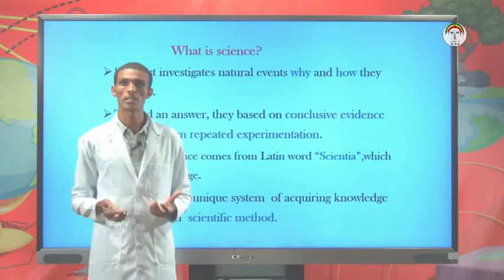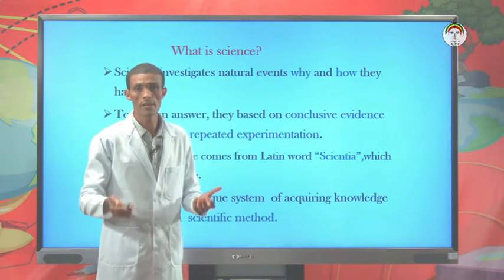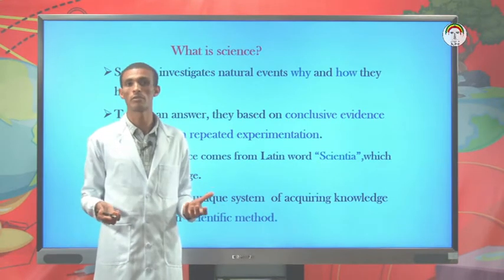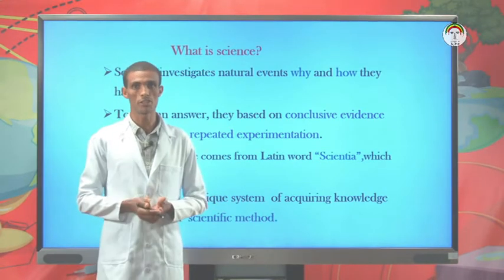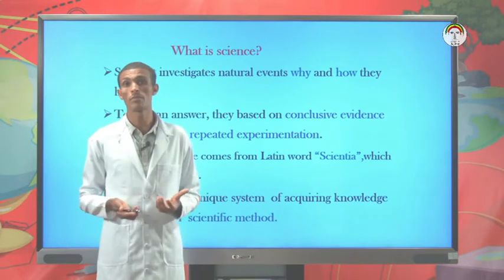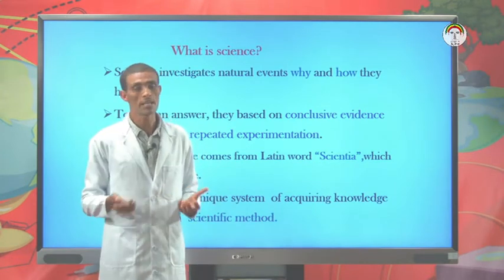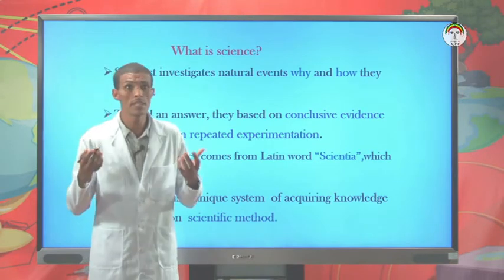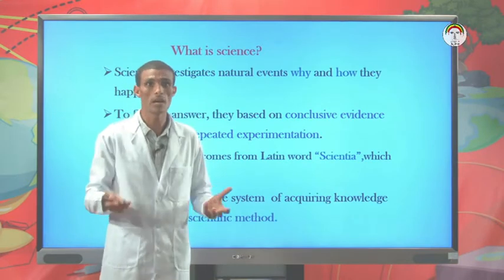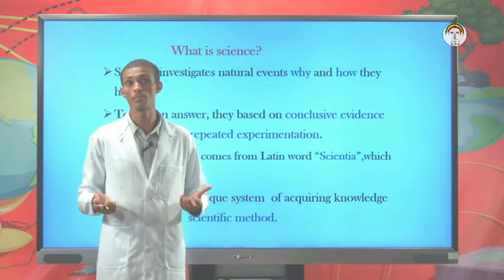Scientists investigate natural events, why and how they happen. To give a real answer, they base on conclusive evidence that they obtain from repeated experimentation. The word science is derived from a Latin word scientia, which means knowledge. But when we say science, it is a unique system of obtaining knowledge through scientific method. Student, do you know what I mean by scientific method?